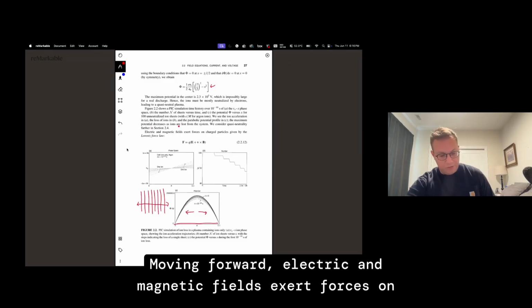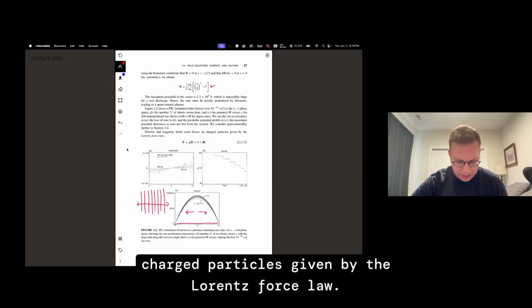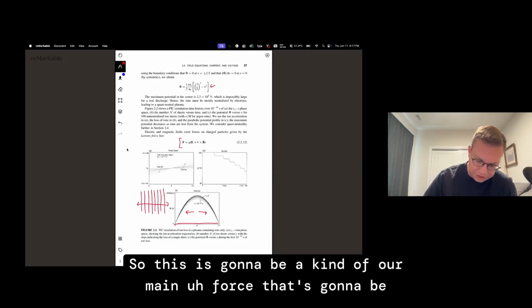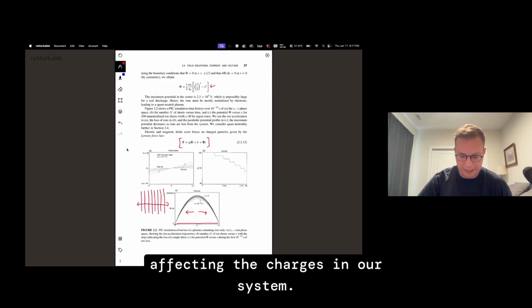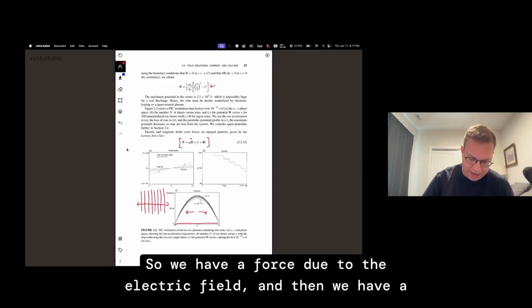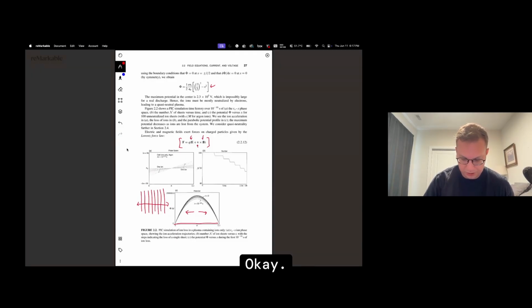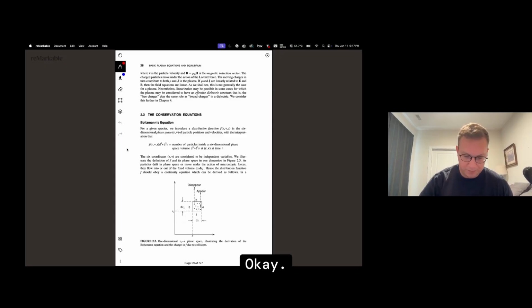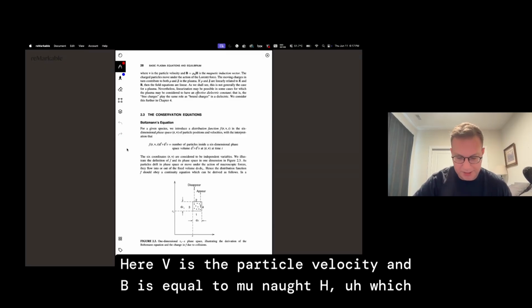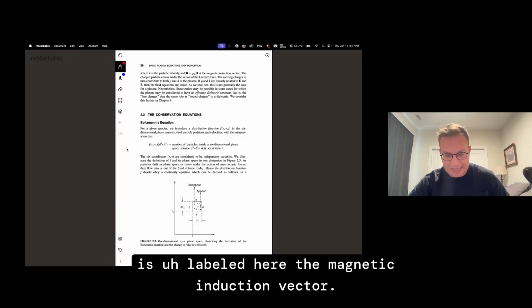Okay. Moving forward, electric and magnetic fields exert forces on charged particles given by the Lorentz force law. So this is going to be our main force affecting the charges in our system. We have a force due to the electric field, and then a force due to the magnetic field as well as the velocity of the particles. Here v is the particle velocity and B is equal to mu naught H, which is labeled here the magnetic induction vector.